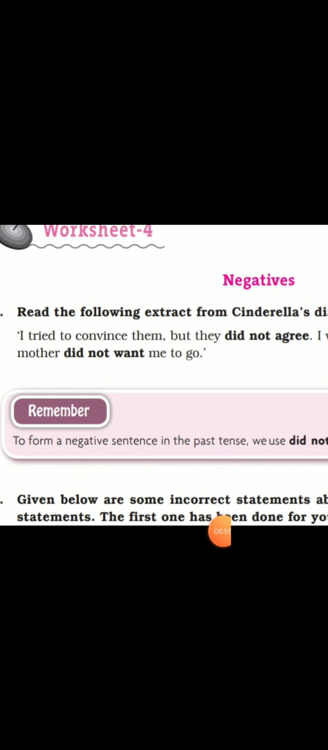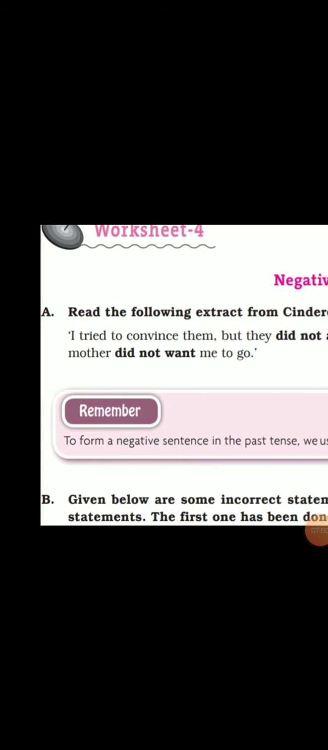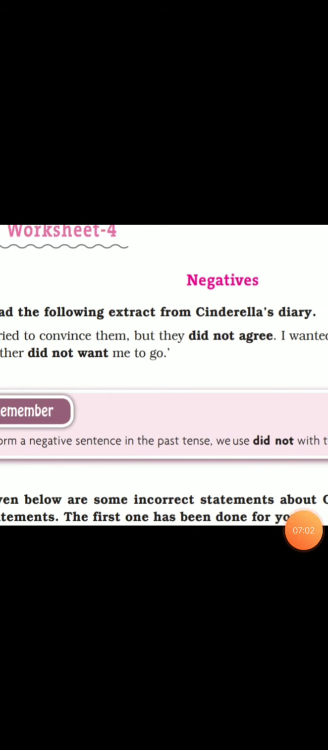Given below are some incorrect statements about Cinderella. Correct these statements. The first one has been done for you.